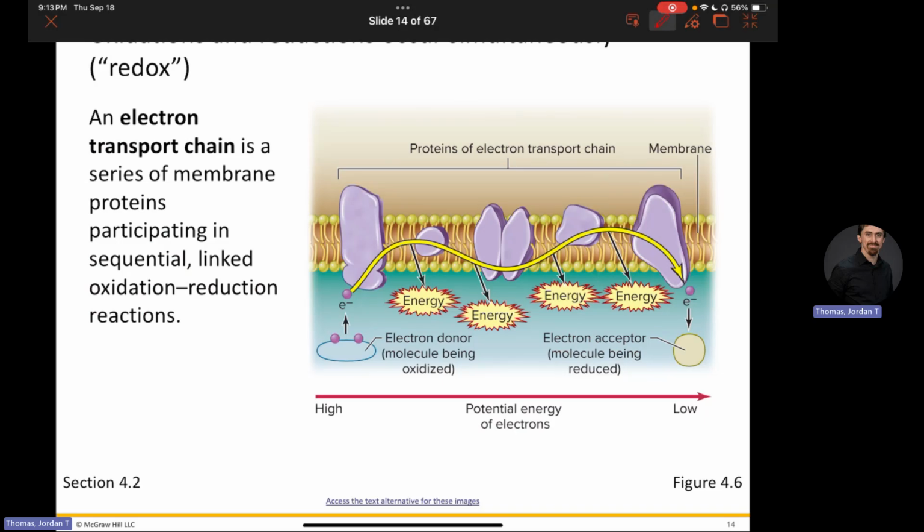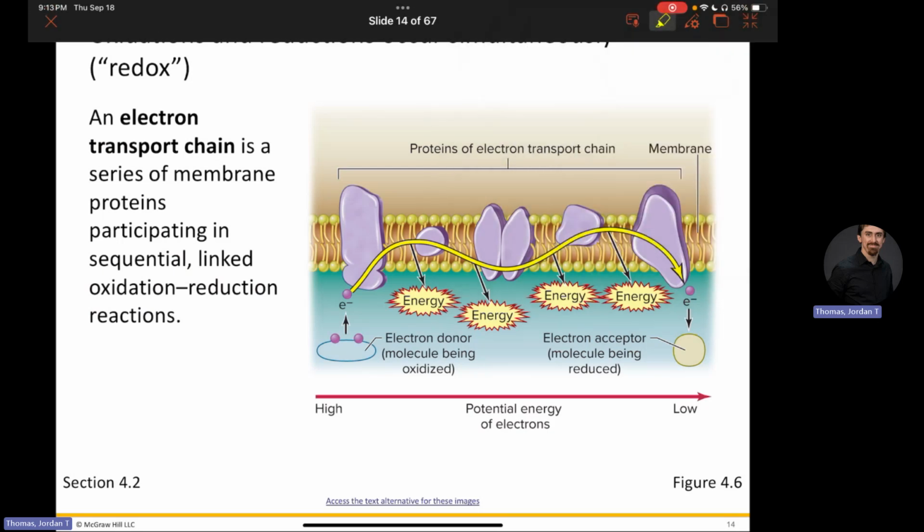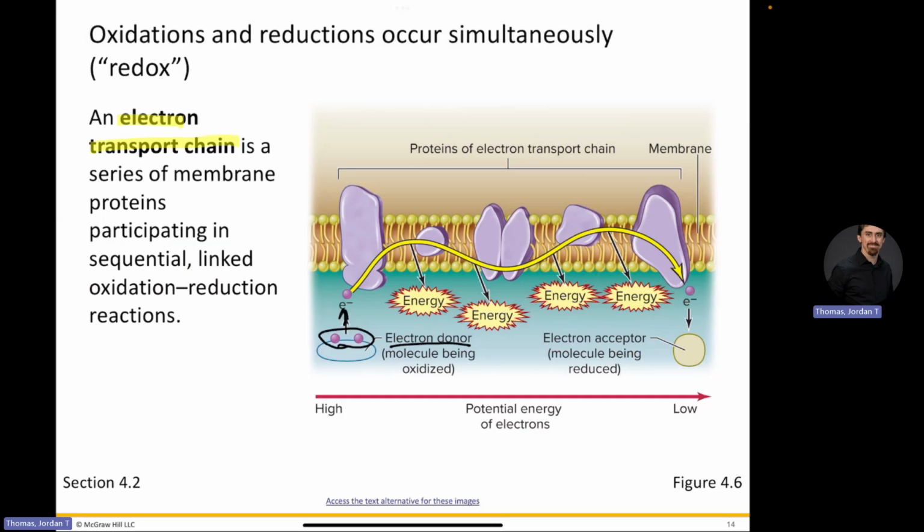And that brings us to what's called the electron transport chain. So the electron transport chain is a series of membrane proteins that participate in sequential linked oxidation reduction reactions. So here we have electrons starting on this, what's called electron donor. Something's going to donate electrons. Goes into this protein, right? One right here. Electrons go into the next protein, follow the next one, over the next, and so forth until they finally get to this electron acceptor here.